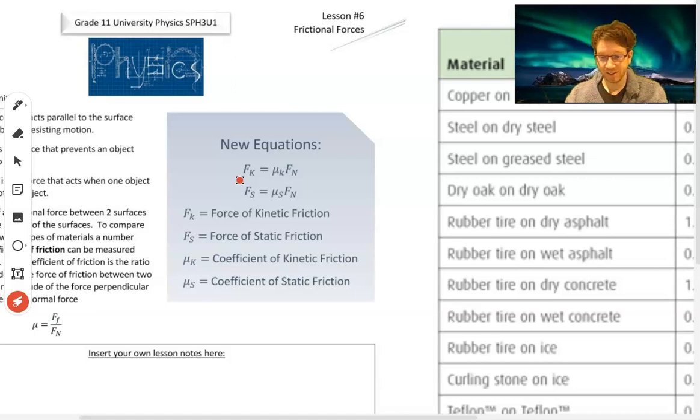But later when we start looking at the net force, then we will apply a direction to friction because friction does have a direction. So it is a vector, but this equation is not a vector equation.